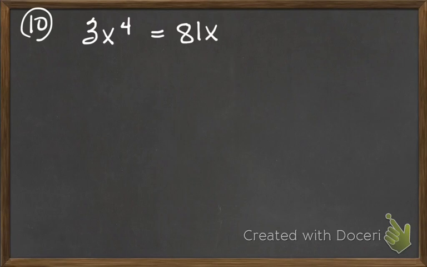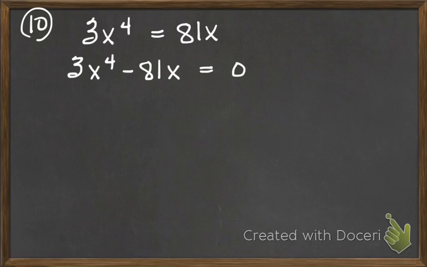So again, your directions say solve each equation by factoring. If we're going to factor, we have to have all the terms on the side where the highest degree term is positive. So we're going to bring the 81x over, and it's going to become negative. So to get ready to factor, one side has to be equal to 0. And then I see a GCF of 3x.